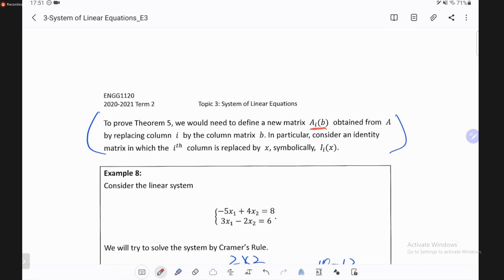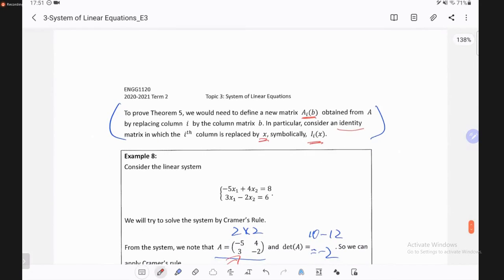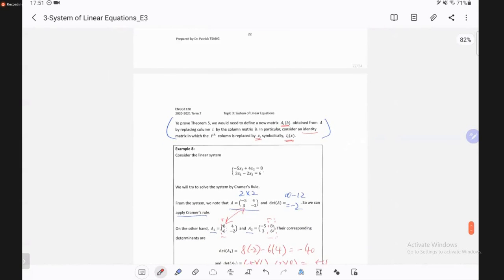In particular, an example is that if we have an identity matrix I, suppose I would like to replace the ith column by the decision variable matrix X. Of course, I can write it in this way, capital I, subscript i, X. It seems that there are too many I's over there, right? But anyway, I would like to use this kind of notation to complete the proof of Theorem 5.